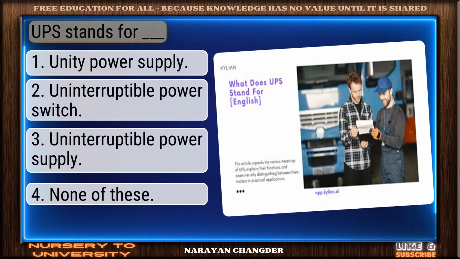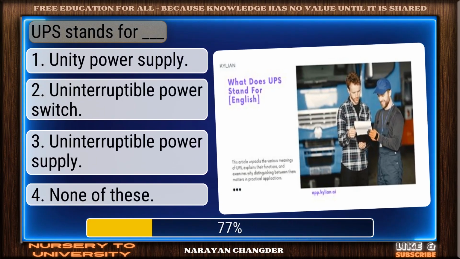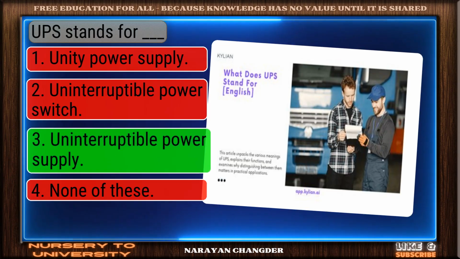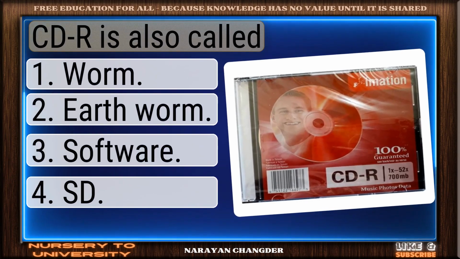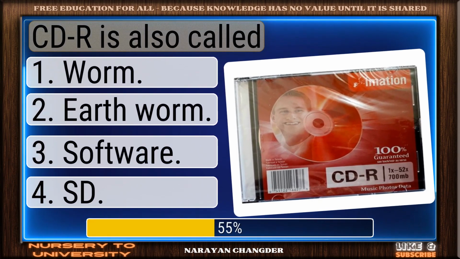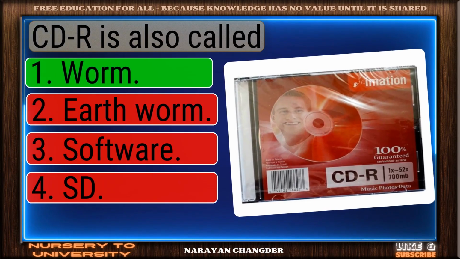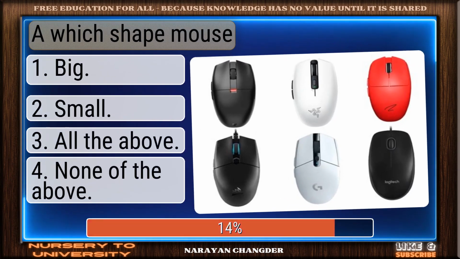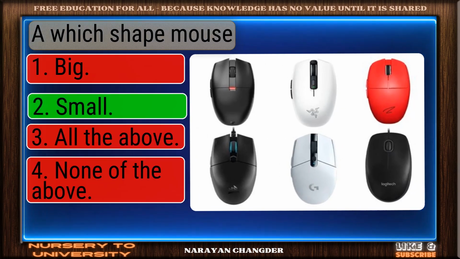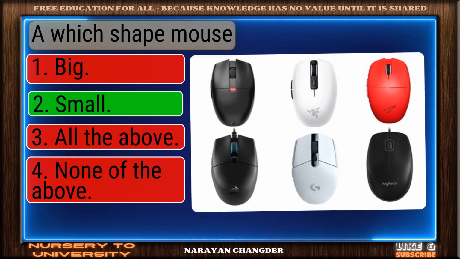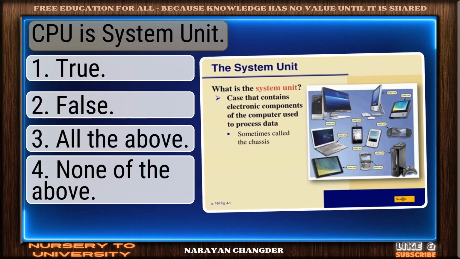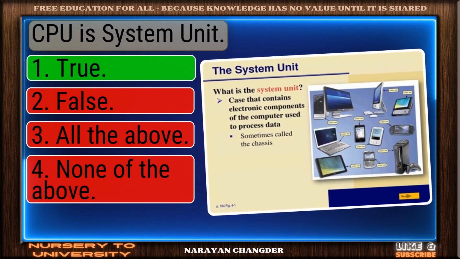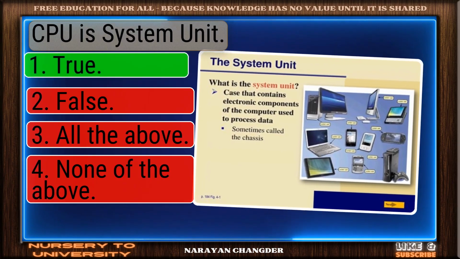UPS stands for dash? Solid response. Uninterruptible power supply is valid. CDR is also called? Perfect. WORM is the one. A witch-shaped mouse. Nice selection. Small is correct. CPU is system unit? Good job. True works well.